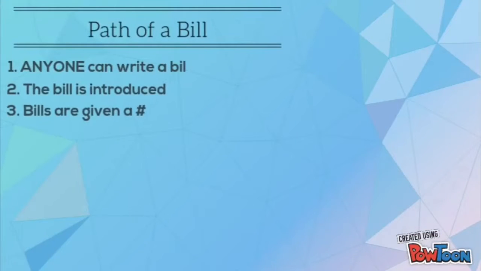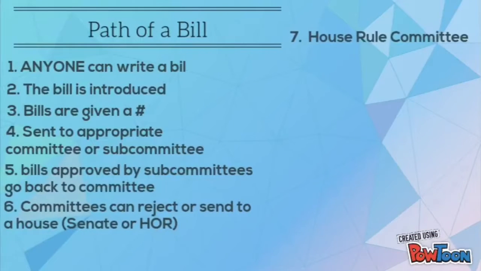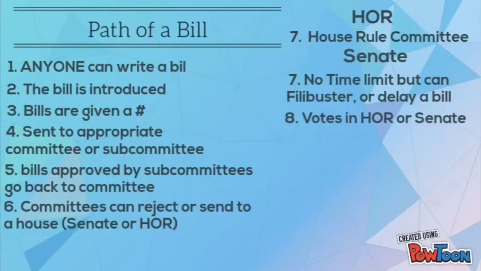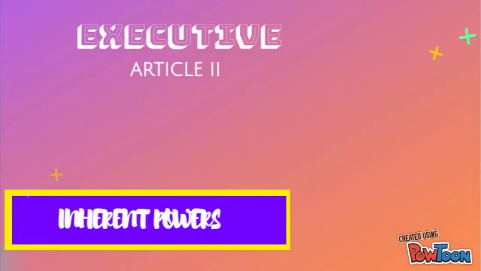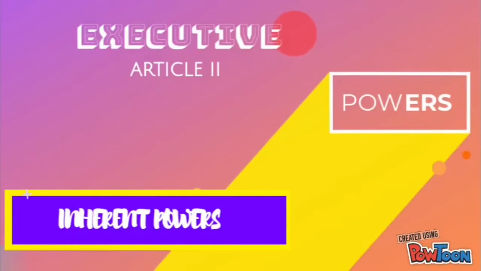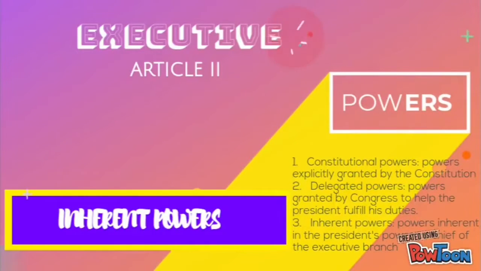There are 10 general steps to passing a bill, but there can be more or less depending on multiple factors, like if House and Senate both agree, or if there is a filibuster, or what the president decides when the bill reaches his desk. The executive branch is described in Article 2 of the Constitution. The only explicit powers listed is the inherent powers, but there are 3 powers given to the president: constitutional, delegated, and inherent.